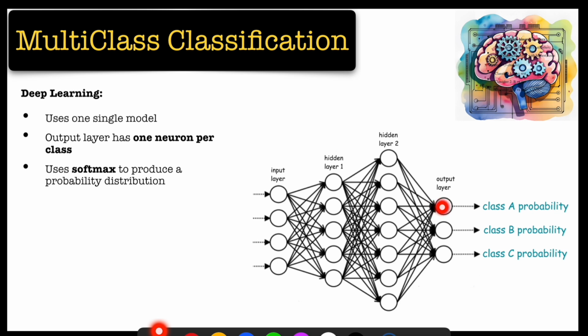This neuron will output the class A probability, this will output the class B probability, and this will output the class C probability. I will create a separate playlist for deep learning, where I will discuss everything in detail, but here I am just touching the basic things. It also uses softmax to produce a probability distribution. We'll talk about softmax in this video.